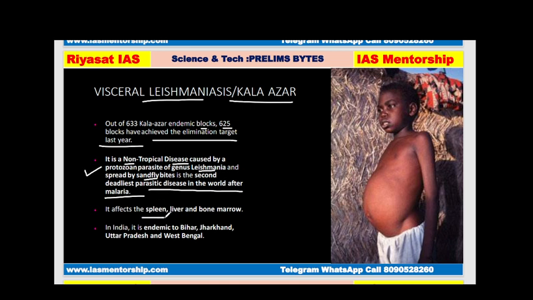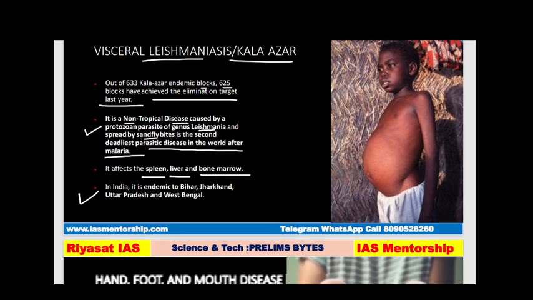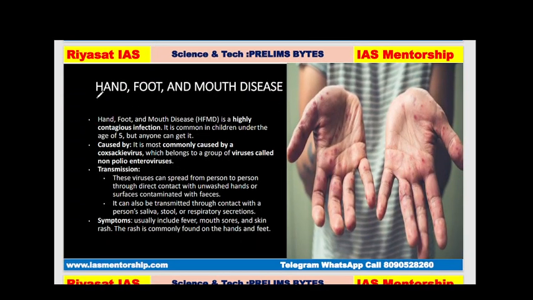It affects the spleen, liver, and bone marrow. Okay. In India, it is endemic to Bihar, Jharkhand, UP, and West Bengal. You can see this picture of a boy, how his body has become because of leishmaniasis. Okay. Fine. Next is hand, foot, and mouth disease.